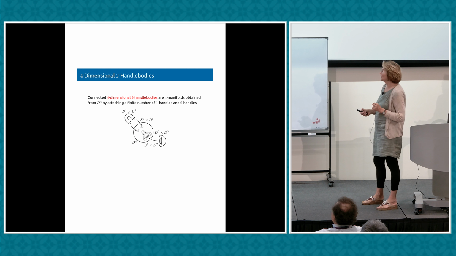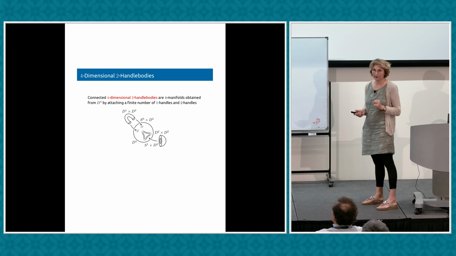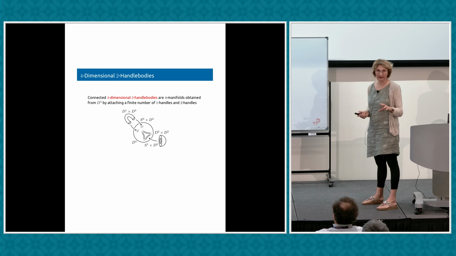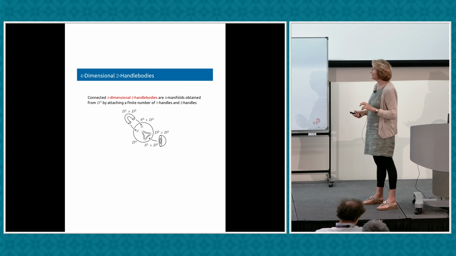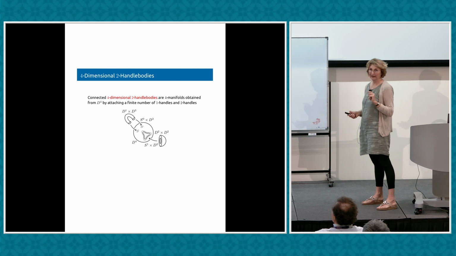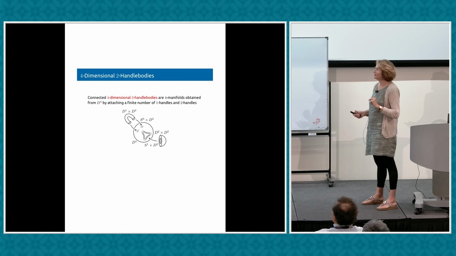So it's an enormous complication, but we will restrict to some class of 4-dimensional manifolds, so-called 4-dimensional 2-handlebodies. This means we always start with just one disk, D4, and we glue on this disk some finite number of 1-handles, so 4-dimensional 1-handles. This means D1 times D3.